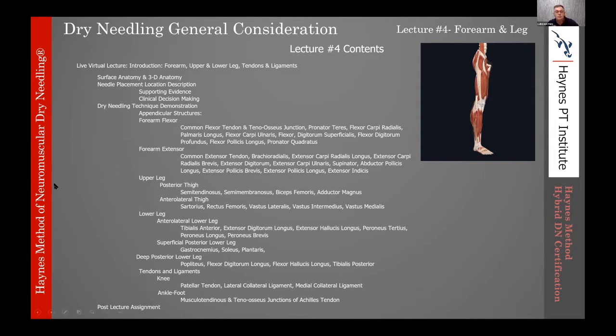Then we'll move to the superficial posterior lower leg, gastrocnemius, soleus, plantaris. And then the deep posterior leg, where we get to popliteus, flexor digitorum longus, flexor hallucis longus, tibialis posterior, and then we'll hit 4 of the main ligaments that we see in the lower body. Clinically, the patellar tendon or the patellar ligament, the lateral collateral, medial collateral, and then down in the ankle and foot, we'll needle the Achilles, and then up a little higher at the musculotendinous junction.